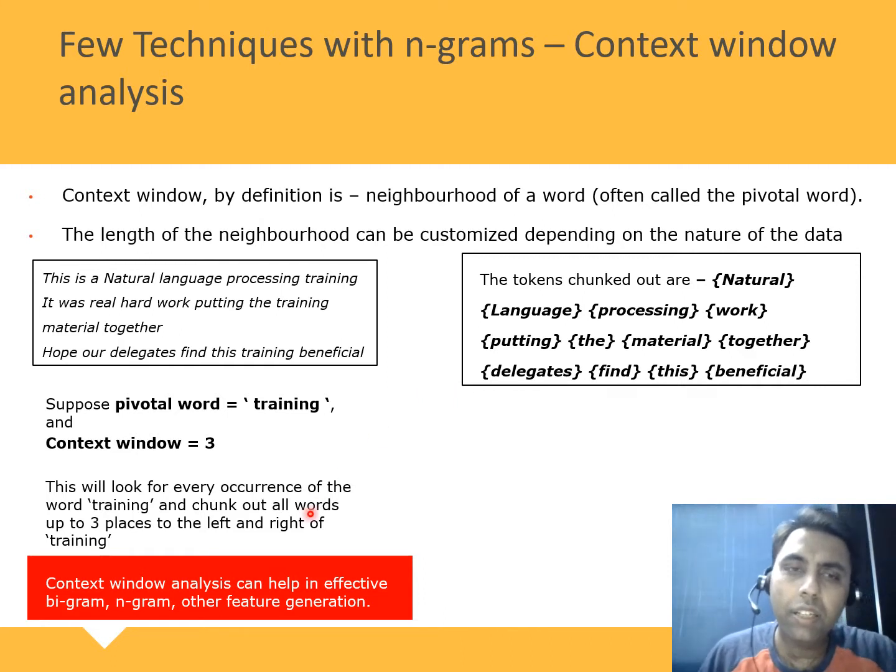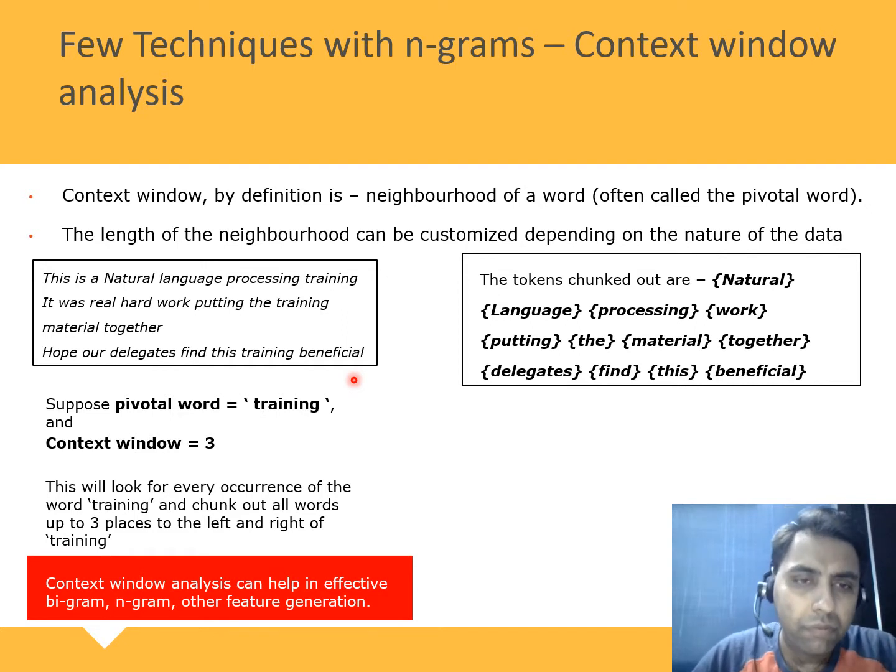So let us look at a very trivial illustration to understand how this works. I have 3 sentences here, and I think you have seen these sentences somewhere before in one of the previous videos as well. The first sentence says, this is a natural language processing training. The second sentence says, it was real hard work putting the training material together. And the third sentence says, hope our delegates find this training beneficial.